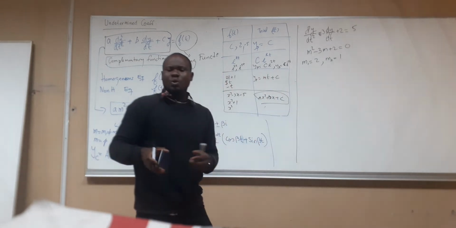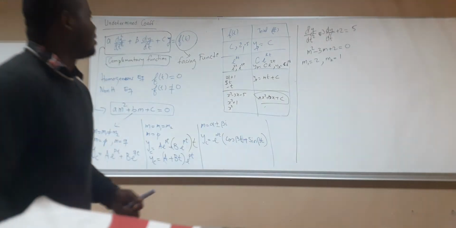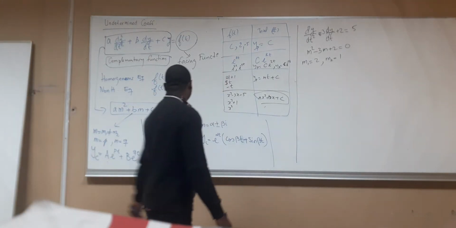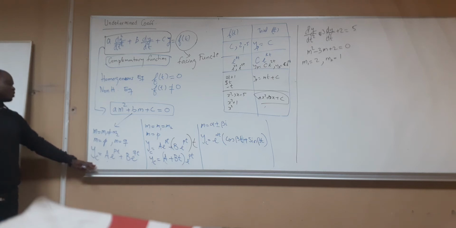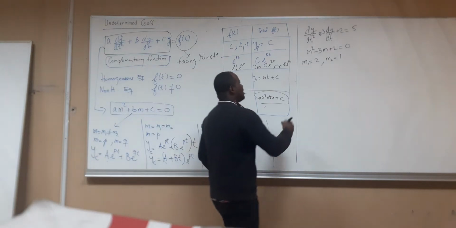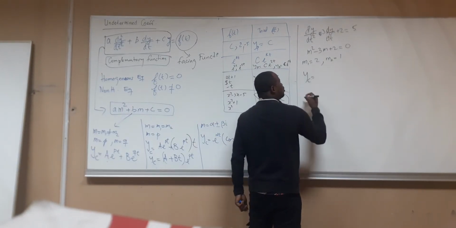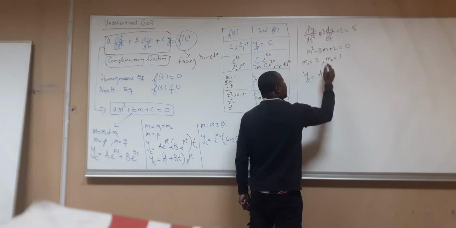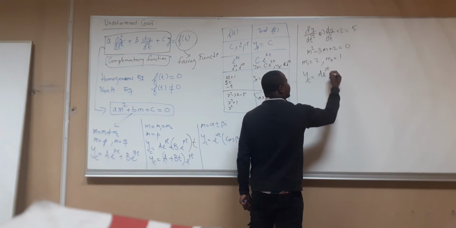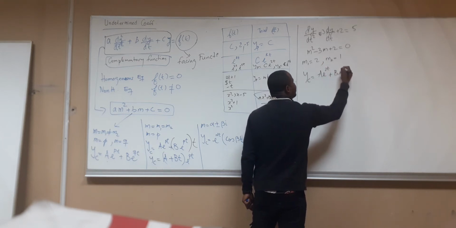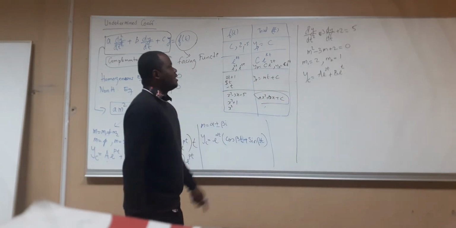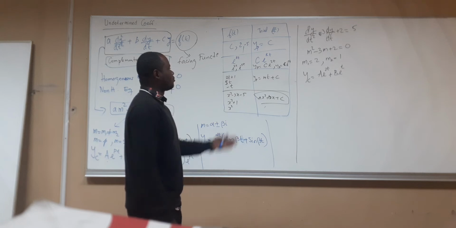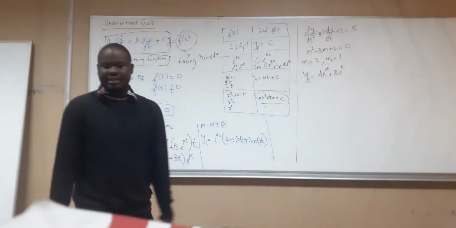So it depends on how you want to write it. Which category are we following? We have distinct roots, different roots. Okay, so we're going to write this. Our yc will be equal to a e to the power 2t plus b e to the power 1t. Alright? This is your yc.